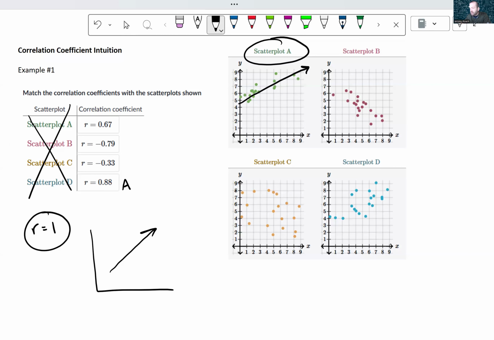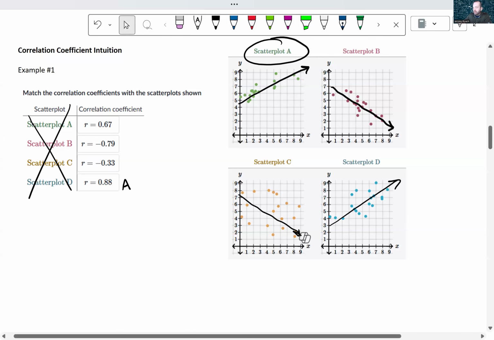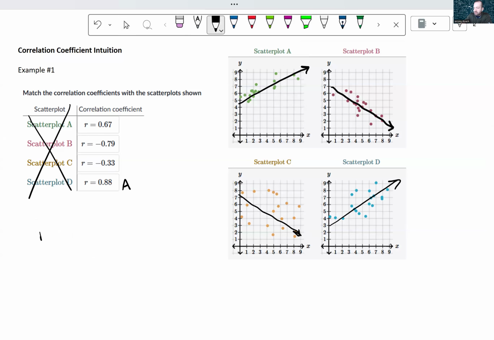In fact, let's do that for all of these. For B, I'm just going to do a rough sketch of line of best fit. For C, I'm going to do the best I can to do for C. C is a little bit tougher. And then here's for D. Okay. Now I want to figure out what would be the closest to R equals -1. Let's try to determine that. So R equals -1 means there's going to be a negative slope.